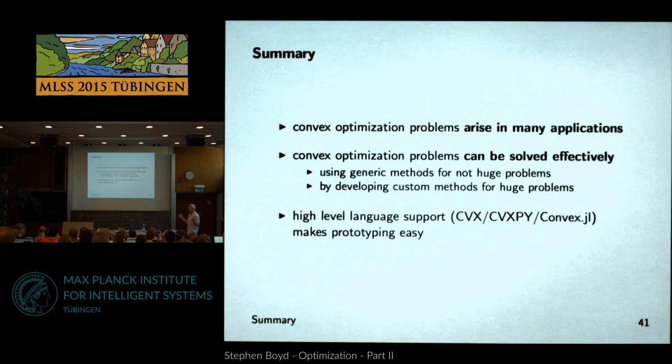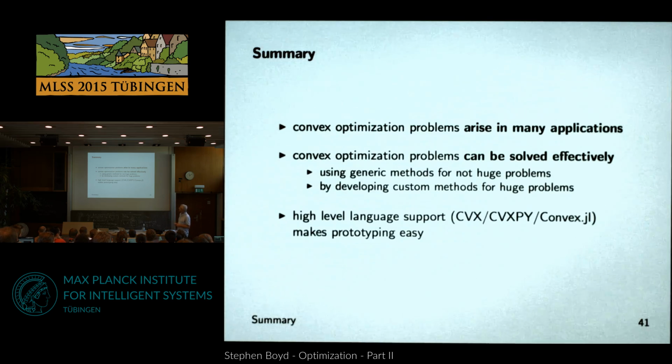Generic problems, if you have things that are not huge, right? So if you have a problem with 10,000 or 50,000 variables, if there's enough sparsity in the problem or some other structure, these are just readily solved using generic methods, right? If you really have a big, huge problem, then you can develop custom methods for them, right? And people are doing that.